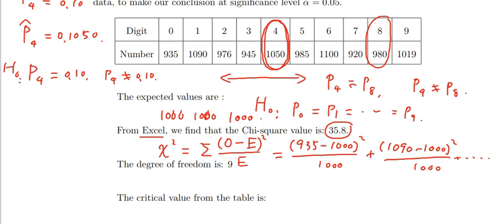So again, we want to determine whether this is a big number or small number. So we need to find the critical value. For the critical value, we need to find the degree of freedom. So df, degree of freedom, is c minus 1. So c equals 10, right? So 10 minus 1, 9. So we check this critical value and make one decision.